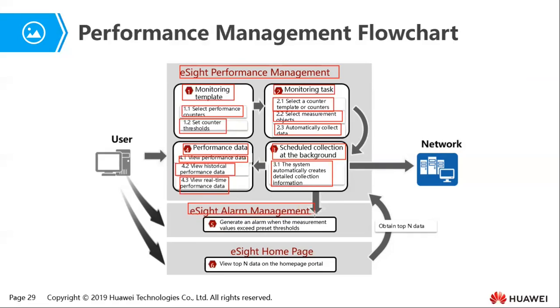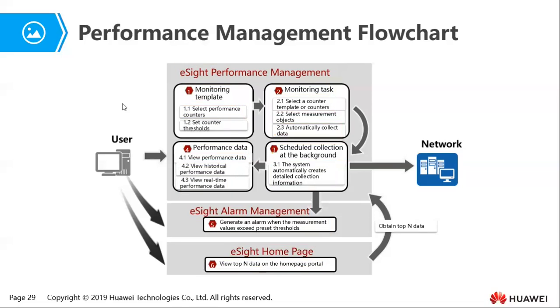On alarm management, you can generate an alarm when the measurement values exceed preset thresholds. So we're going to set the counter thresholds, and when they exceed those thresholds, then you should get an alert. On the eSight homepage, you can view the top data, on graphs and other views of how different counters in your network are performing.